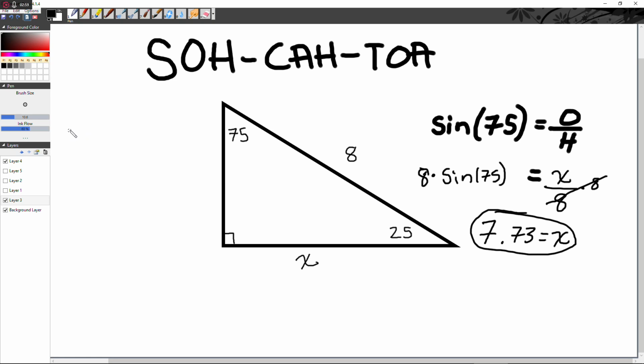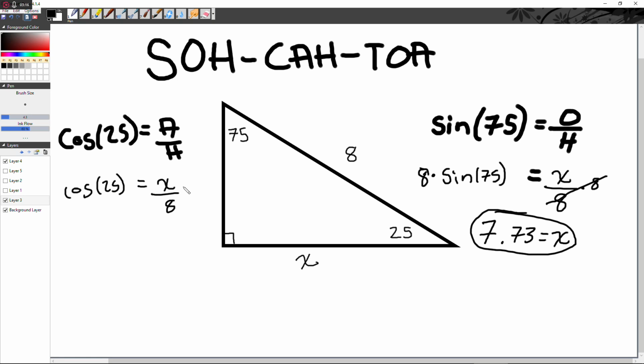So cosine of our angle, cosine of 25, equals adjacent over hypotenuse, which, as we just talked about in this case, adjacent is x, hypotenuse is 8. So cosine of 25 equals x over 8. To get x by itself, we're going to multiply both sides by 8. It'll cancel out there. So we have 8 times the cosine of 25 equals x. If you type that on your calculator, again, you will get 7.73. So no matter which way you do it, you should get the same answer.